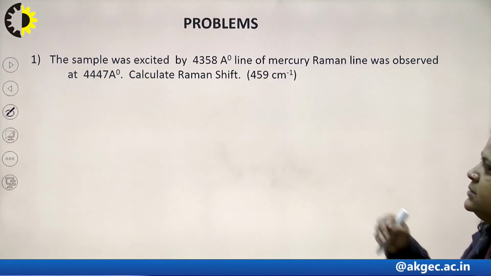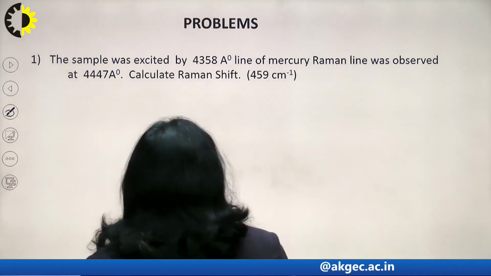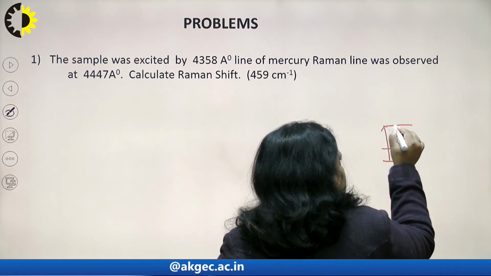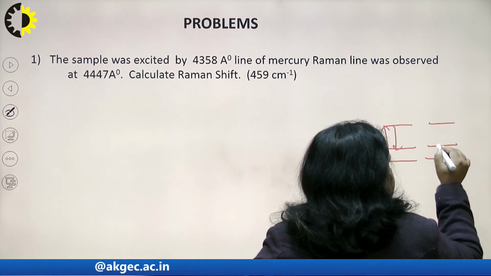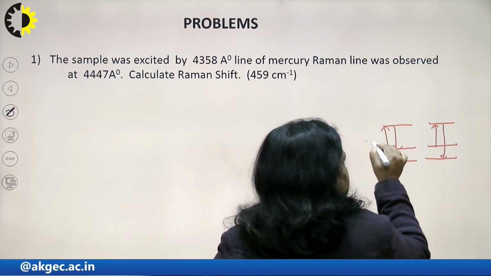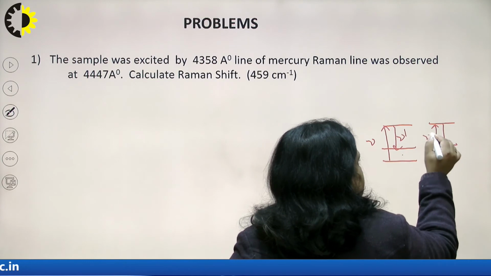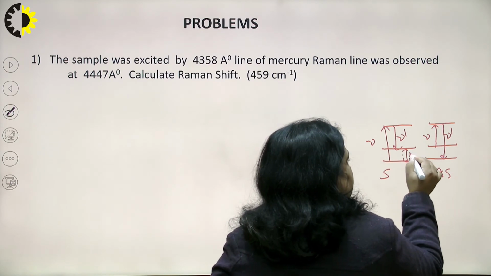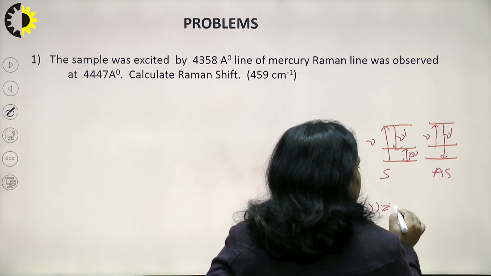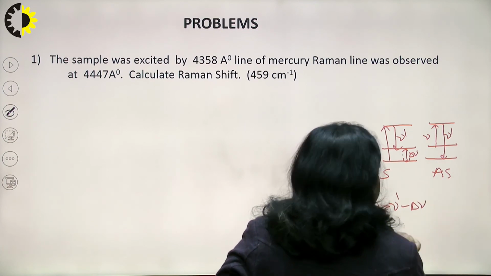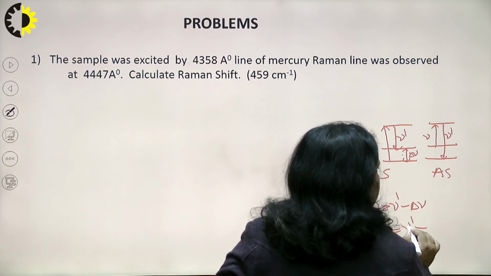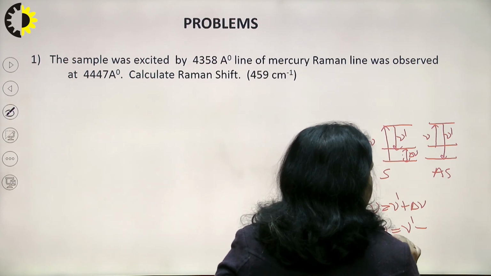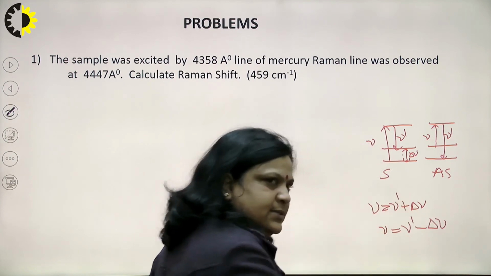Now, there are two questions on this Raman topic, and when we solve a question, please make this type of transition diagram for Stokes and anti-Stokes lines. Suppose this is nu, this is nu dash, this is for the Stokes line and this is for the anti-Stokes line, and this is delta nu. So, for Stokes nu is equal to nu dash plus delta nu, and for anti-Stokes nu is equal to nu dash minus delta nu, just like this at the side.